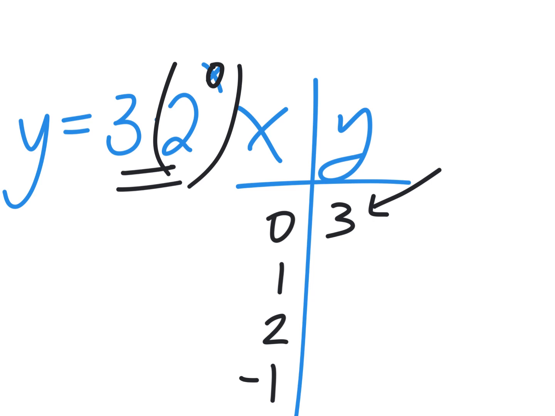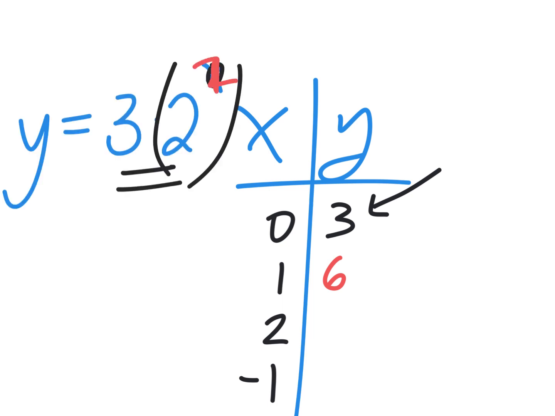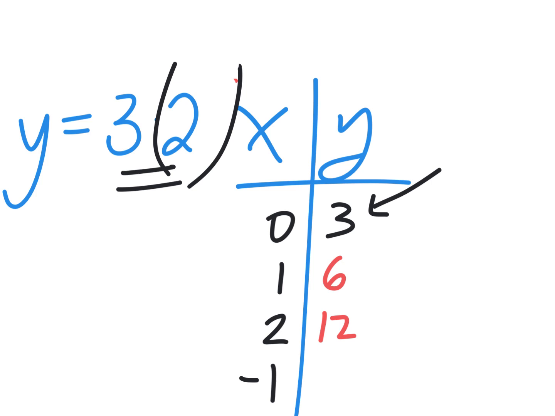Amir, when you put in a 1, what'd you get? 6. Correct. Victoria, when you put in a 2. 12. 4 times 3 is 12, correct. And last but not least, Spencer, you put in a negative 1. Do you remember what that does? Yep. It doesn't flip everything, but it flips the 2, so the 2 turns into a 1/2. And 3 times 1/2 is 3 halves, 3 over 2, also known as 1.5.